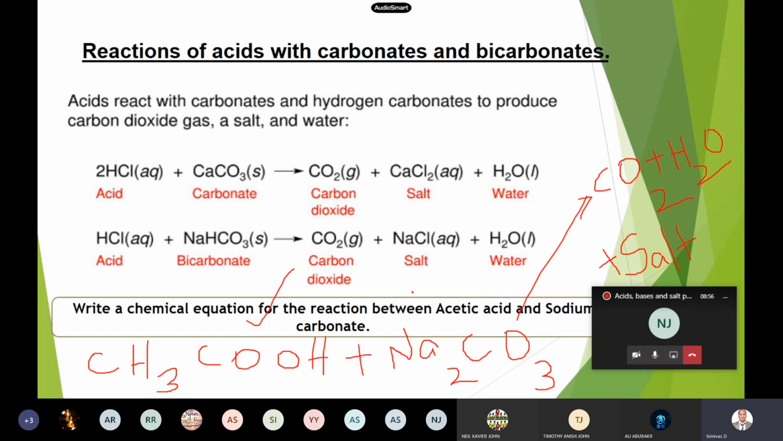Did you get the answer? See, from the acetic acid, you just remove this hydrogen and put the sodium. So you get a salt like CH3COONa. That's it. This we can call CH3COONa, that is the salt. So when acetic acid reacts with sodium carbonate, you get an acetate salt, which we can call sodium acetate, plus carbon dioxide and water.